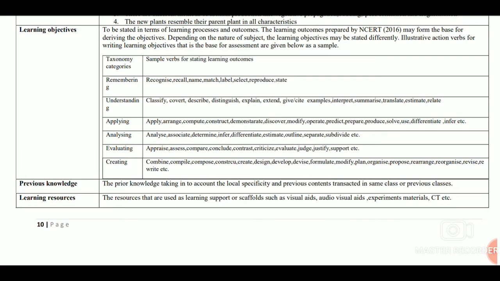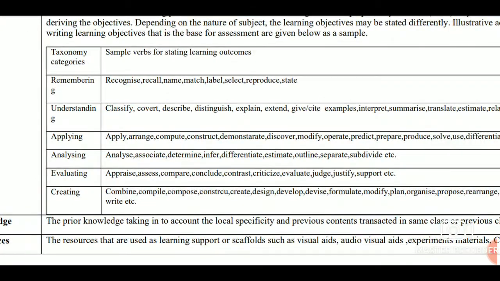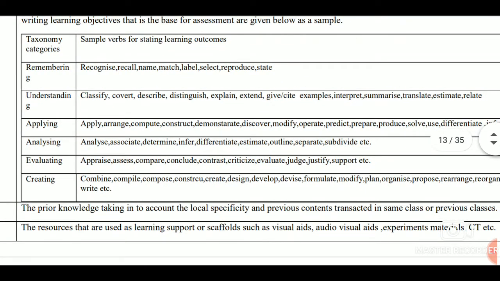So here we can see that it is written taxonomic categories. And they have given some sample verbs for stating the learning outcomes. See, for remembering, we have recognize, recall, name, match. Like we can say that students name the various plants that undergo vegetative propagation by budding. For example, we can say students name the plants which reproduce by fragmentation. So that comes under remembering.